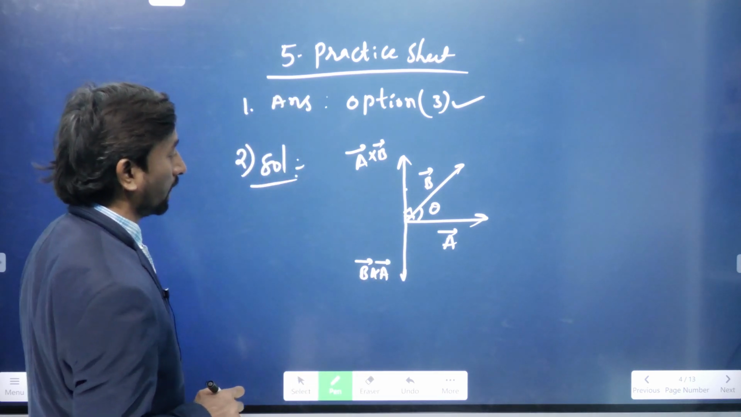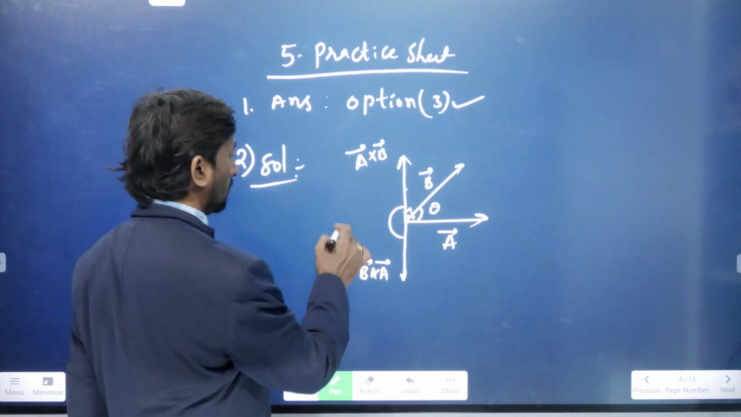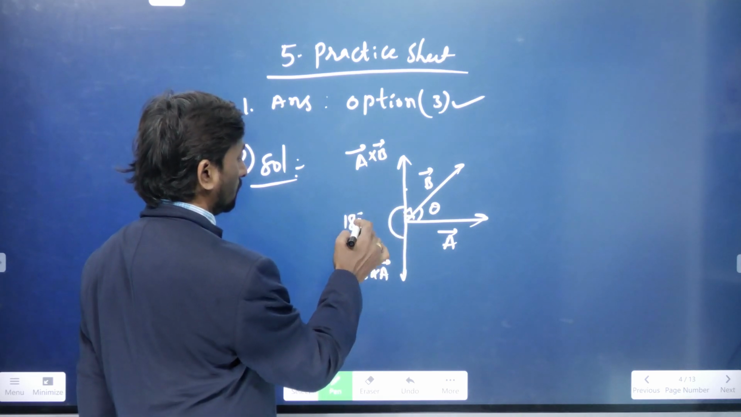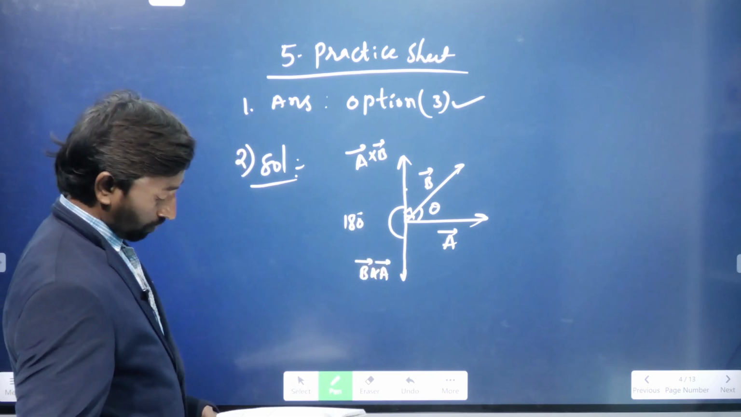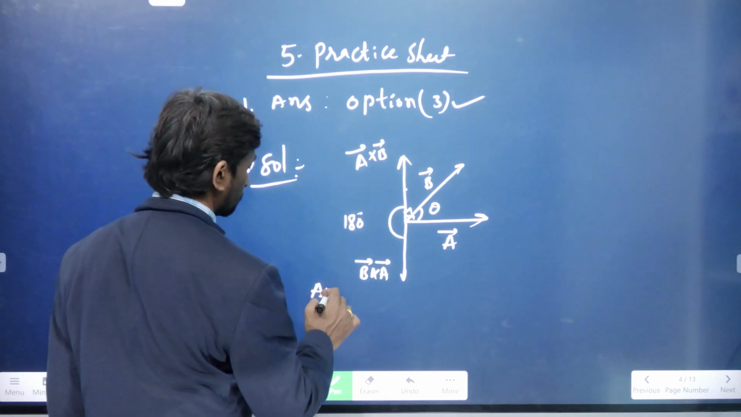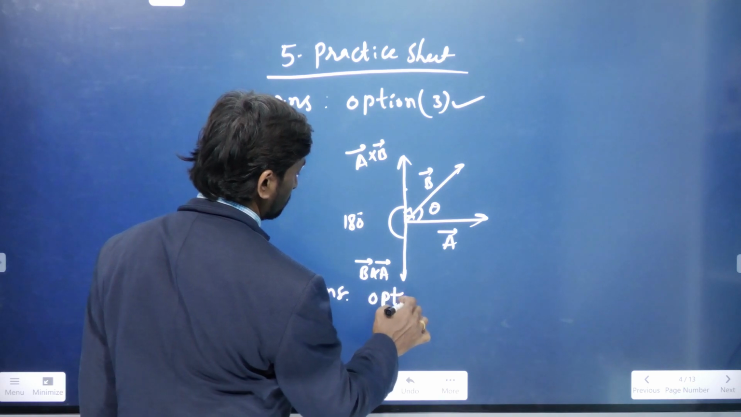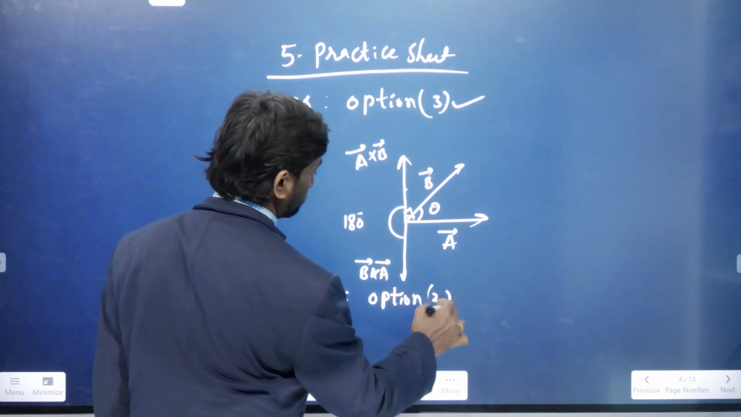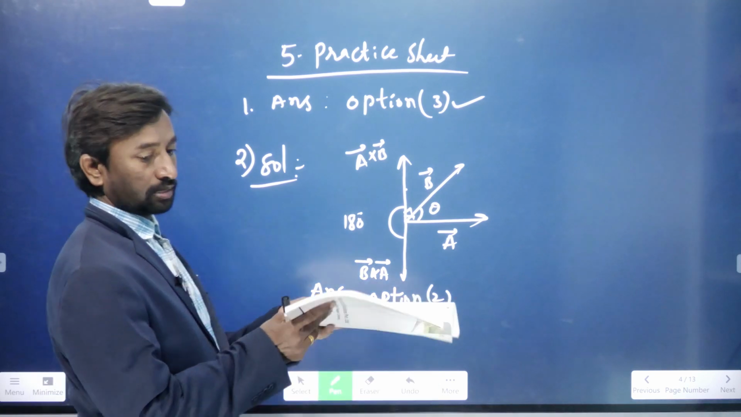Okay. So now the angle between these two vectors, how much will it be? It is 180 degrees, no? 180 degrees or pi we can write there. So the answer is 180 degrees. So the correct option is option 2. Okay. We can give an example of this one.